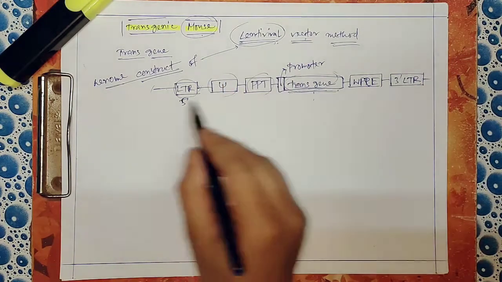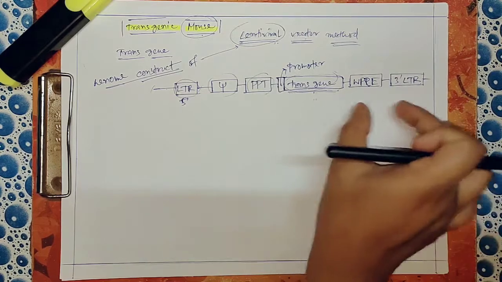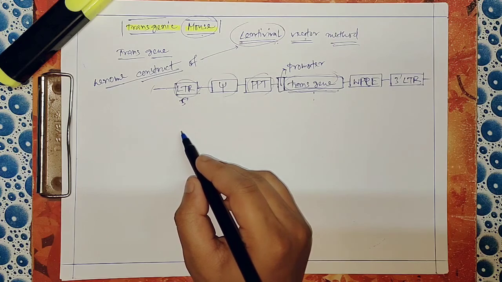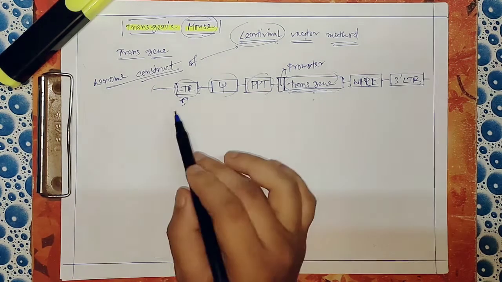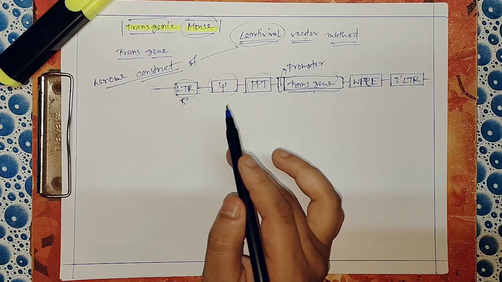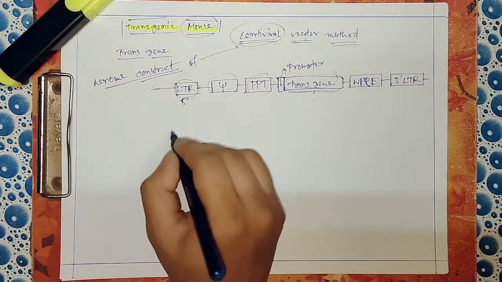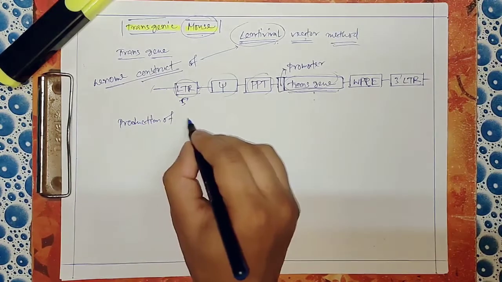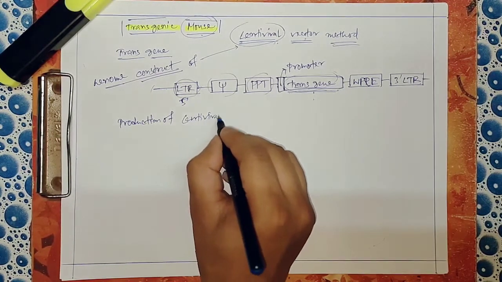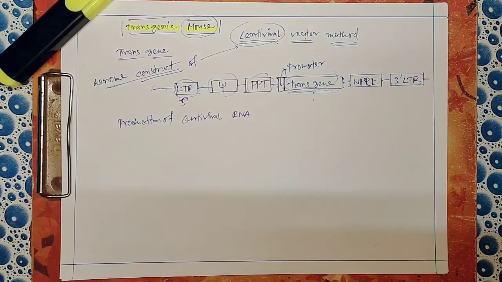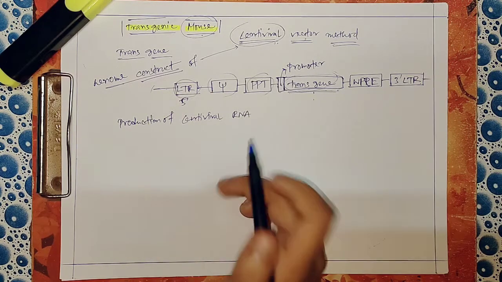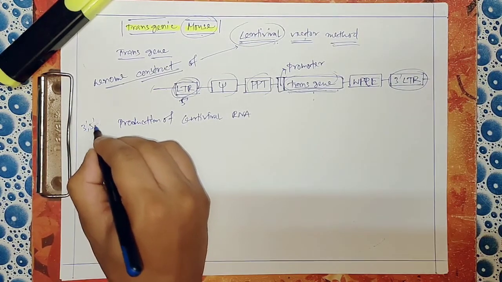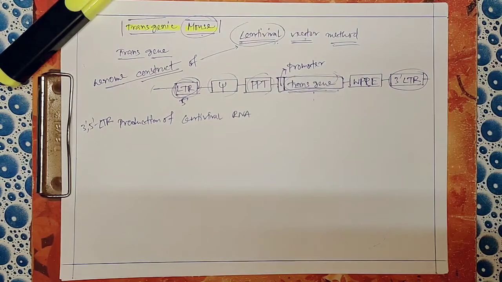So what are the functions of these specific elements? The 5 prime LTR is a long terminal repeat, present at both the 5 prime and 3 prime ends. First of all, it helps in the production of lentiviral RNAs. So 3 prime and 5 prime LTRs are needed for lentiviral RNA production.